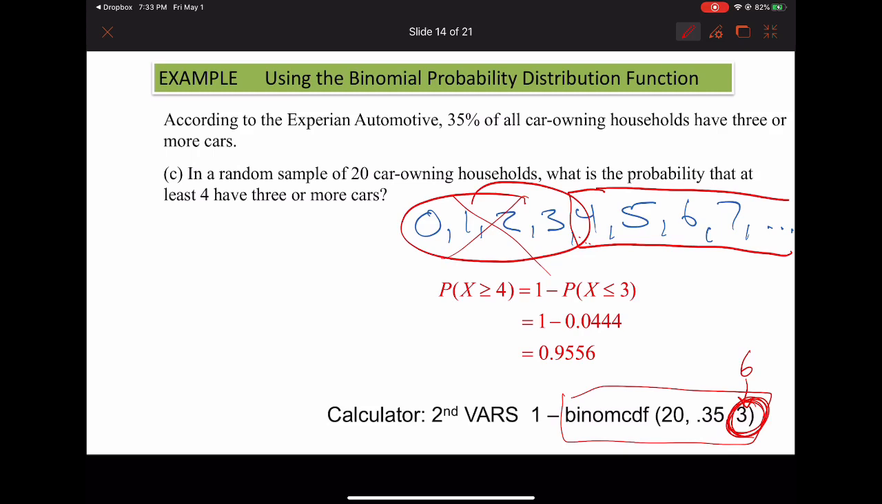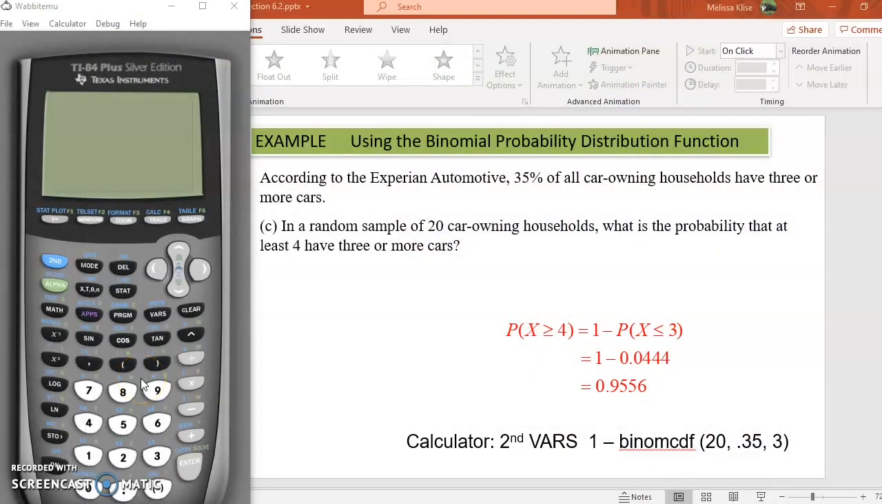So go ahead. I'm going to show you on the calculator what this looks like because there's a certain way that you need to put this in the calculator, and then we will come back and do some more math. Okay, so let me show you how we're going to do this on the calculator. I want to do this 1 minus Binomial CDF on the calculator. There's a couple of different ways that I can do it.